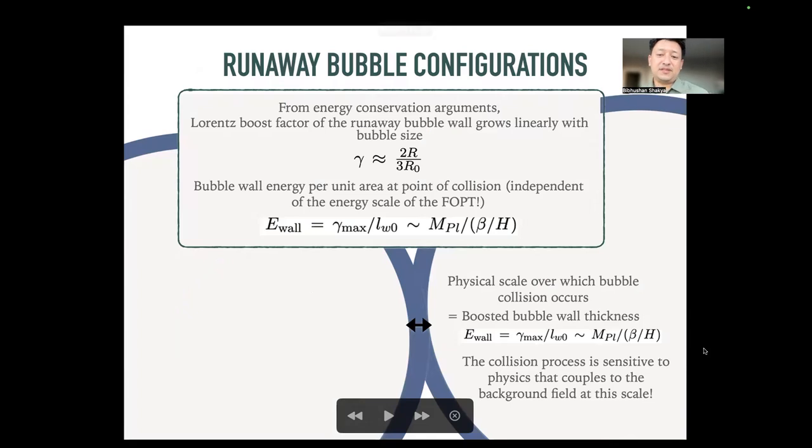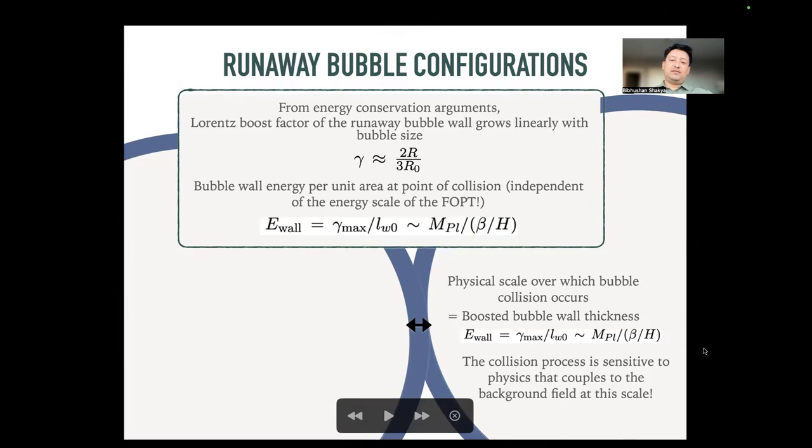So we can estimate how much energy there is in a bubble collision process. So purely from energy conservation arguments, you can convince yourself that the energy density on the surface of a bubble will grow linearly with the size of the bubble. And that's because the energy is getting released from the volume of the bubble, right? The vacuum energy, and it's getting collected on the surface of the bubble. So the volume goes as R cubed, the surface goes as R squared. And so by energy conservation, the energy density must grow as R, as the size of the bubble.